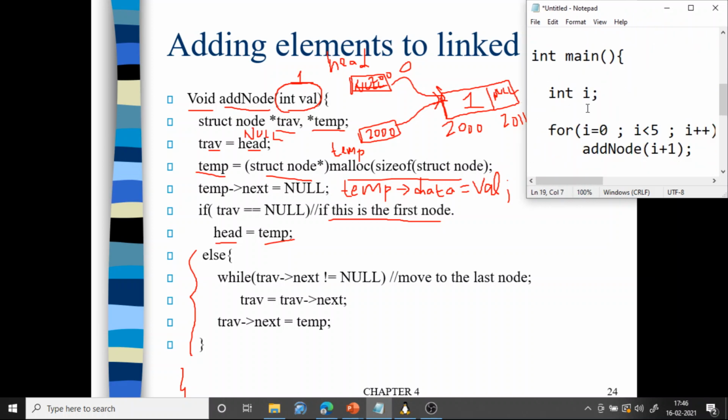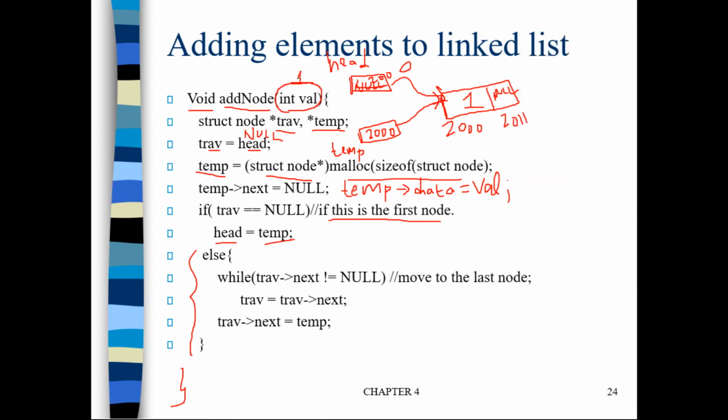So let us assume the second iteration. What will be the I value? I value will be 1, I plus 1 will be 2. So in the second iteration the same function will be called with 2 as the value. Now also we do all these things. Traverse is equal to head. Now what is head? Head is 2000, so traverse also will be 2000. We have two pointers, right? There is another pointer, traverse. So traverse is equal to head.